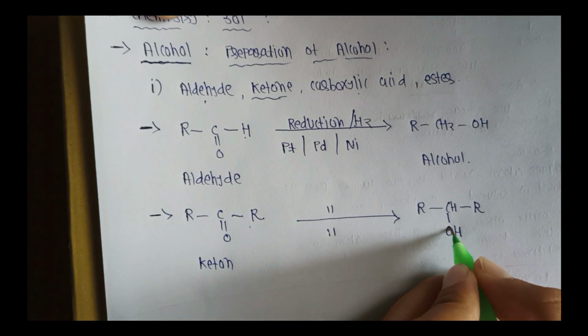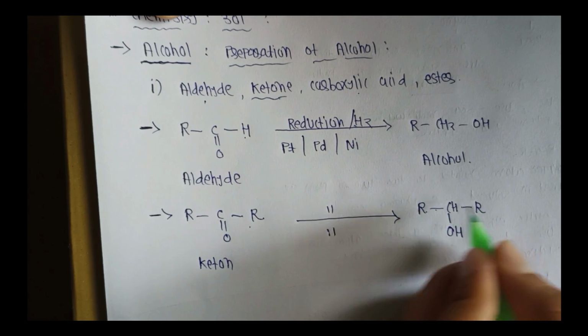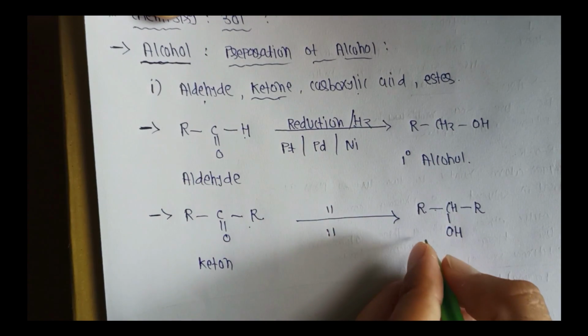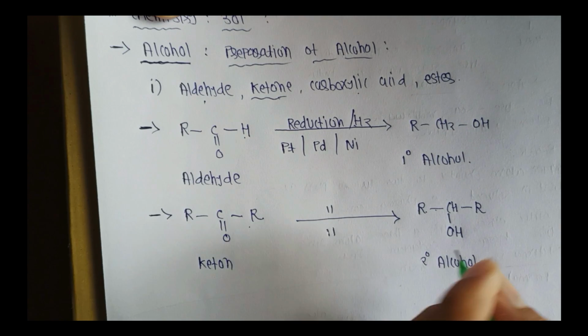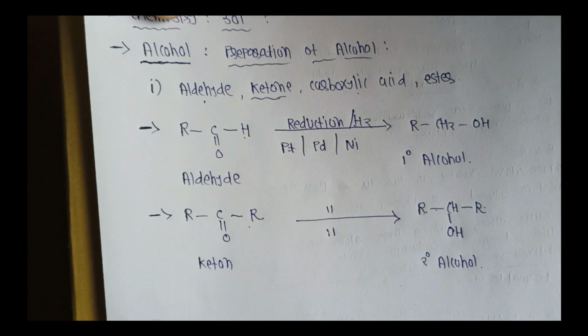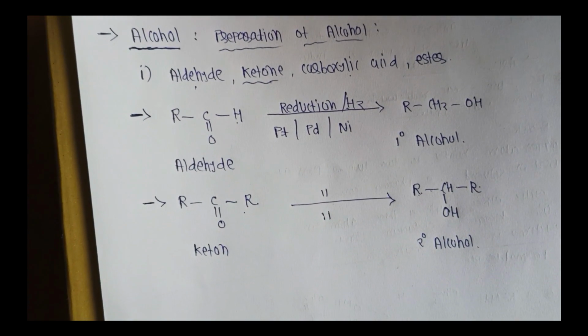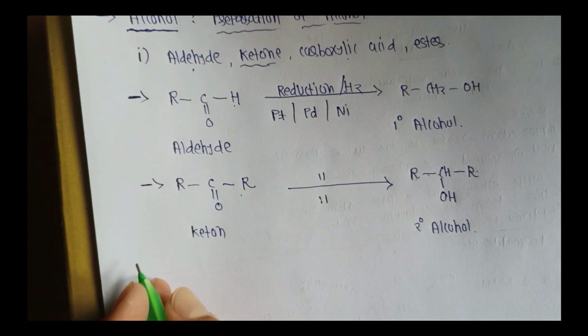This is alcohol. This alcohol is secondary, meaning here 2 R groups. The earlier one is primary; this is the secondary alcohol. Secondary alcohol means 2 R groups are present, therefore this carbon is secondary. Same method for aldehyde and ketone.